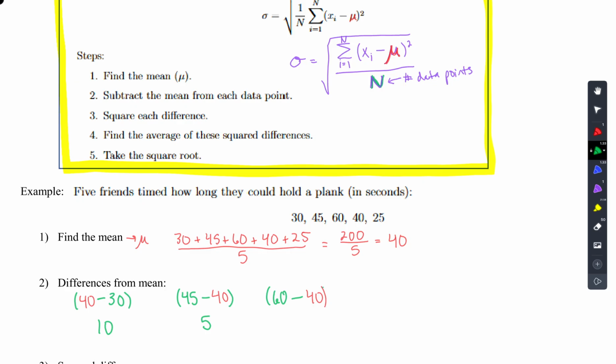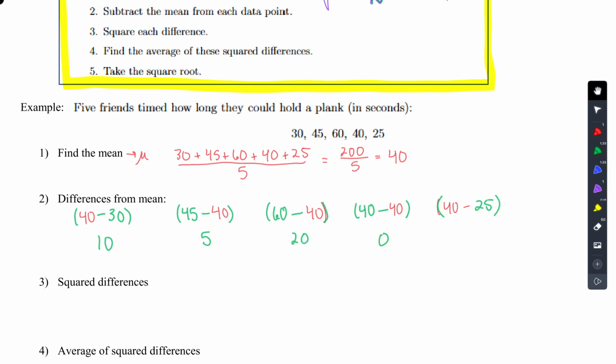Like this step I usually do in my head, to be honest. I'll just subtract each time. And especially this one, 40 minus 40, that's 0, duh, right? And then I do 40 minus 25. So I'm just finding how far away each number is from the mean. That's what I'm doing, the differences. So I have 10, 5, 20, 0, and 15. So I subtract all those. Is everyone good so far?